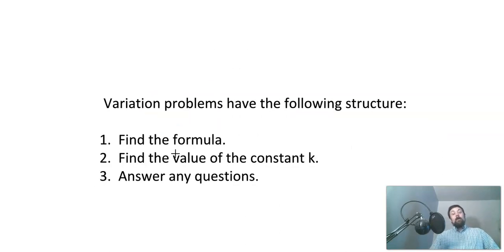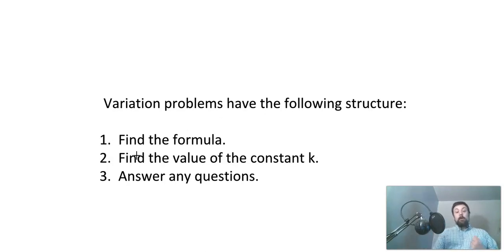All right. Variation problems have the following structure. Every one of these problems is going to have up to three levels to them. They all follow the same path, but they don't all go as far as level 3. Some problems are what I call level 1 problems, where you just have to find the formula and you're done. That's all the problem asks you to do: here's the description, construct the formula, and you're done with that problem. That's a level 1 problem.